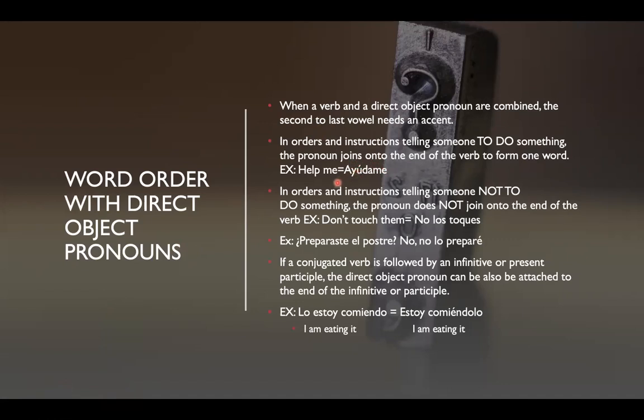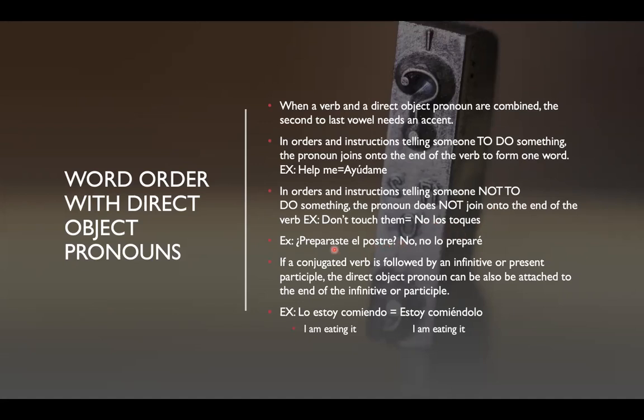In orders and instructions telling someone not to do something, the pronoun does not join onto the end of the verb. Example, don't touch them: no los toques. So if it's negative, do not add the direct object pronoun to the conjugated verb. It has to be negative, the direct object pronoun, followed by the verb.